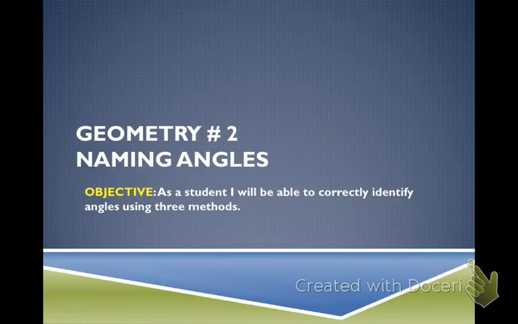This is geometry folder number 2, video number 2, and this video is on naming angles. This is just something that's really quick and easy. However, lots and lots of students don't know how to do this, so we're going to go through this really quickly. Your objective is, as a student, you should be able to correctly identify angles using 3 methods. However, those 3 methods are going to give you 4 different answers. So we're going to go ahead and get started.